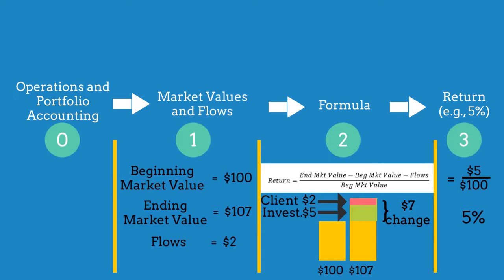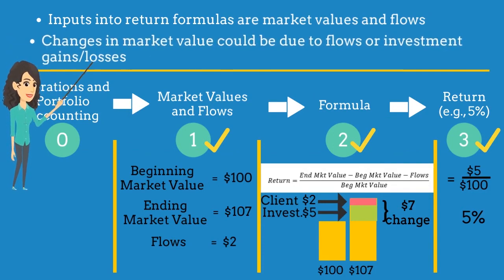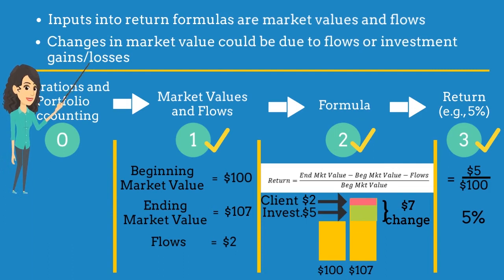Okay, so now back to the flow chart. We got steps 1, 2, and 3. And the important takeaways so far are that the inputs into return formulas are market values and flows, and that changes in these market values could be due to flows or investment gains or losses. And the return formulas will treat these differently.